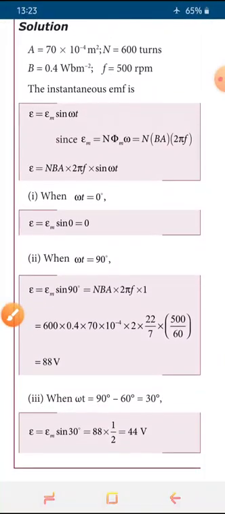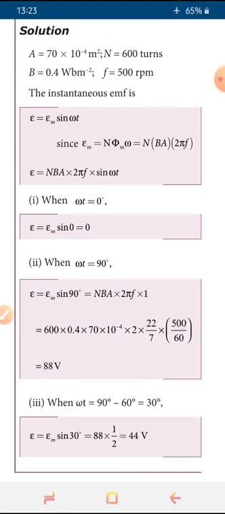So in this solution we are taking the data at first. The area is given as 70 into 10 to the power minus 4 meter square. And number of turns capital N is 600 turns. And magnetic field it is placed in is 0.4 Weber per meter square. Then frequency is 500 revolutions per minute. Okay, 500 revolutions per minute. So everything is given.